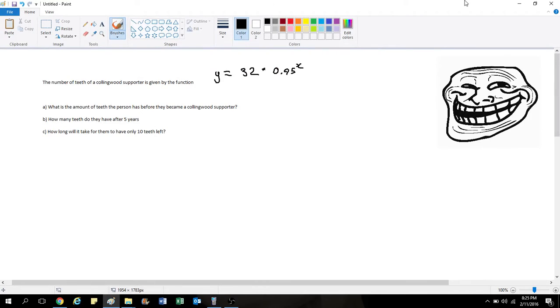G'day, welcome. We're going to look at how we can use logs in a practical example. So this is one of my favourite problems.